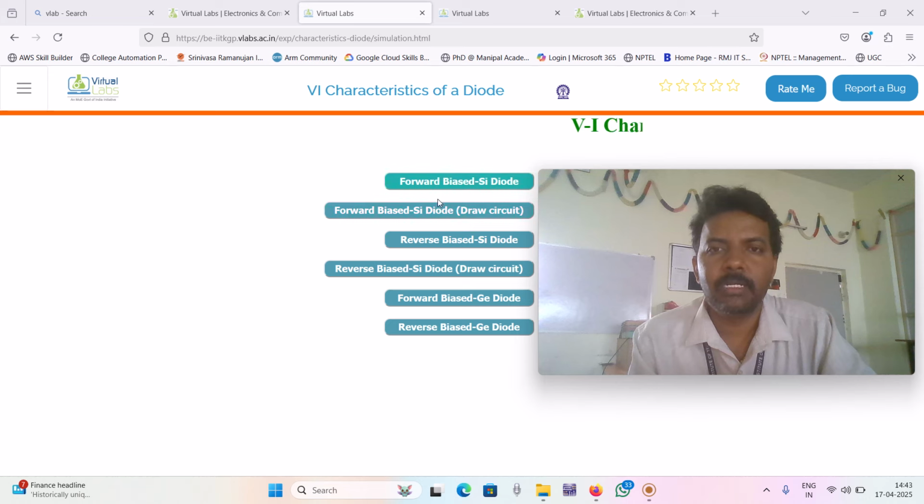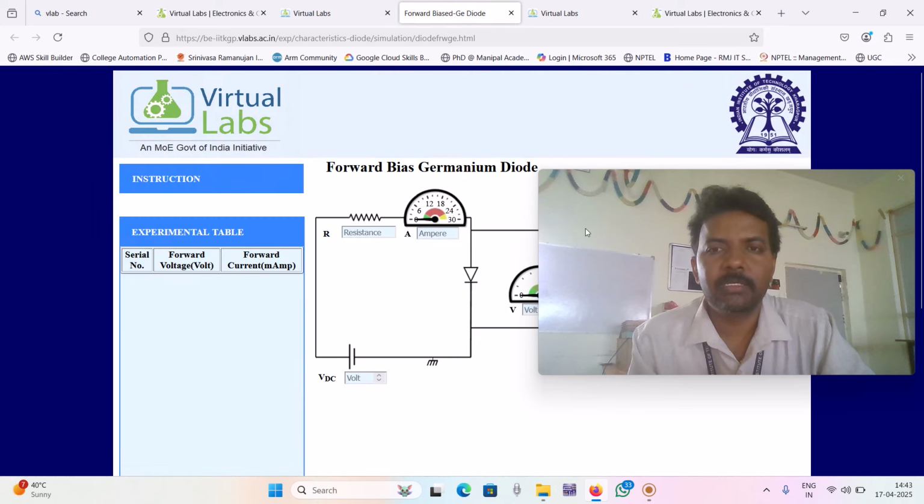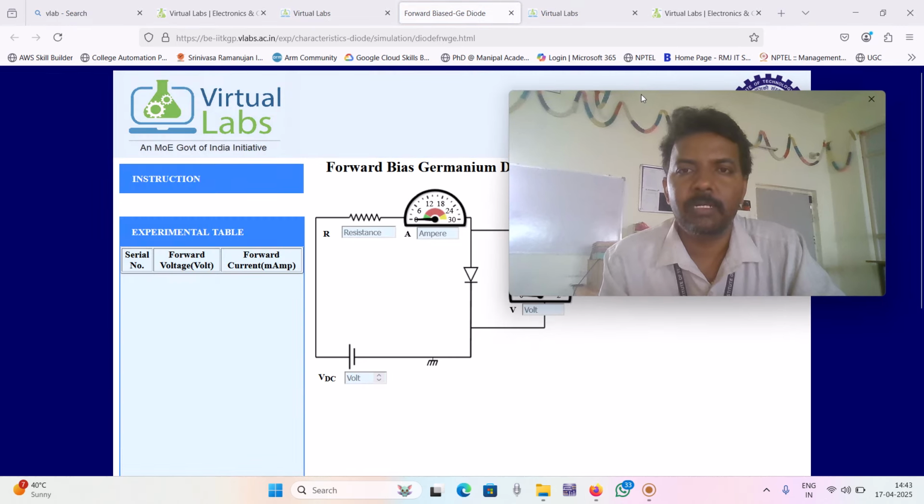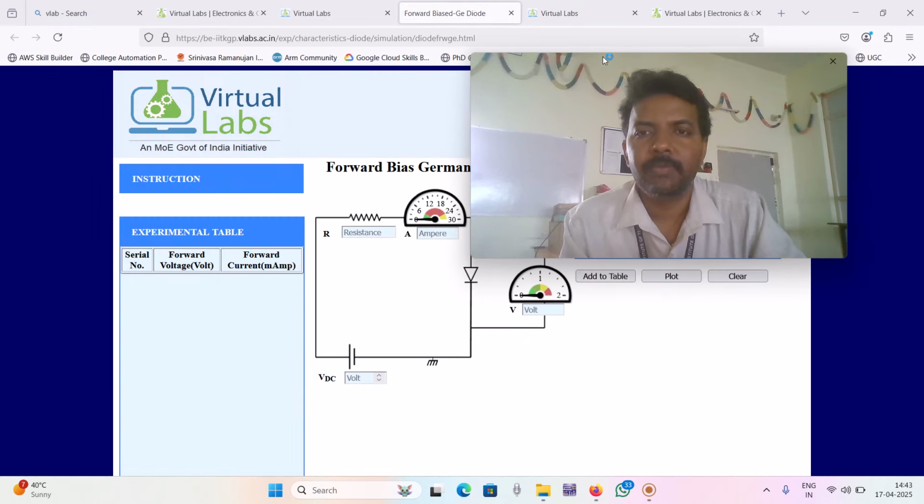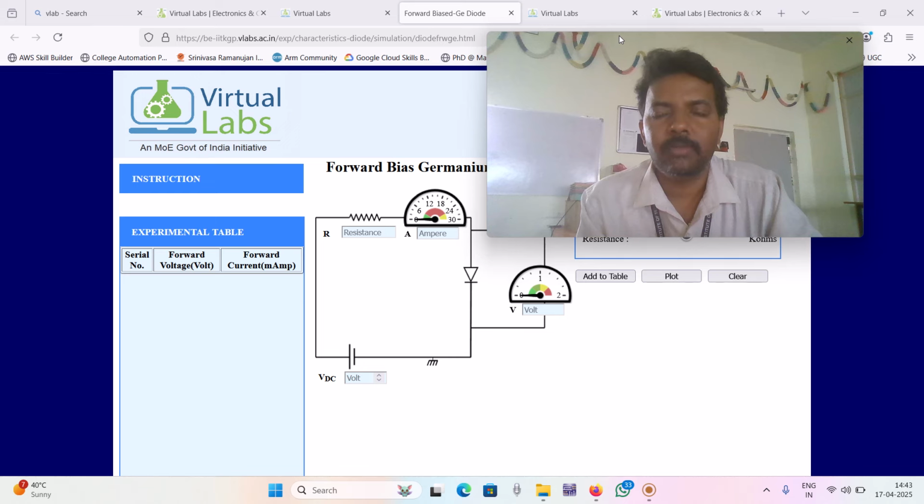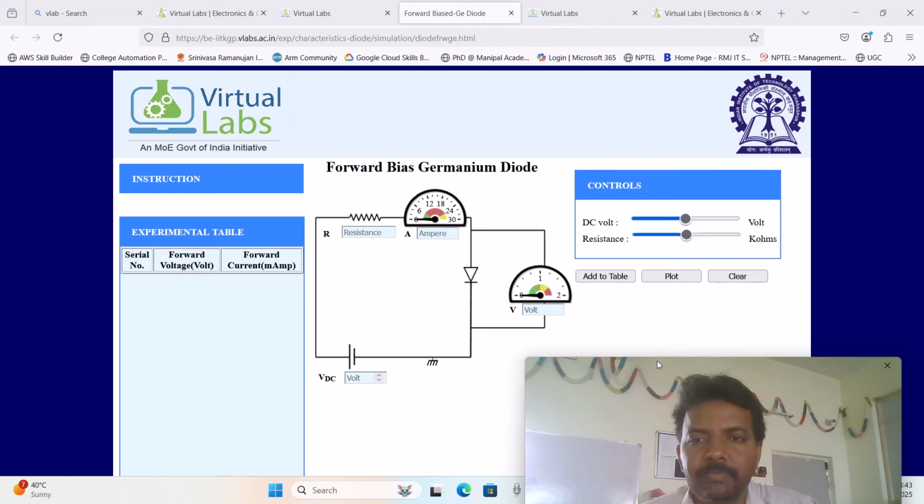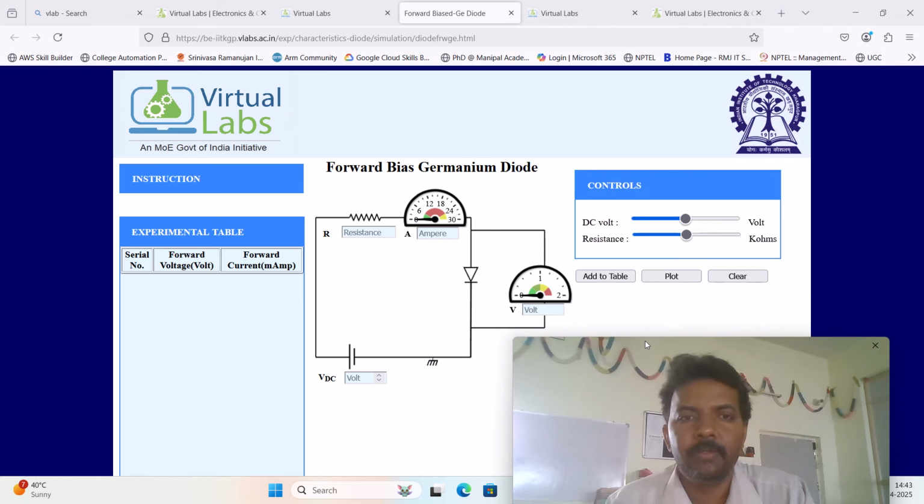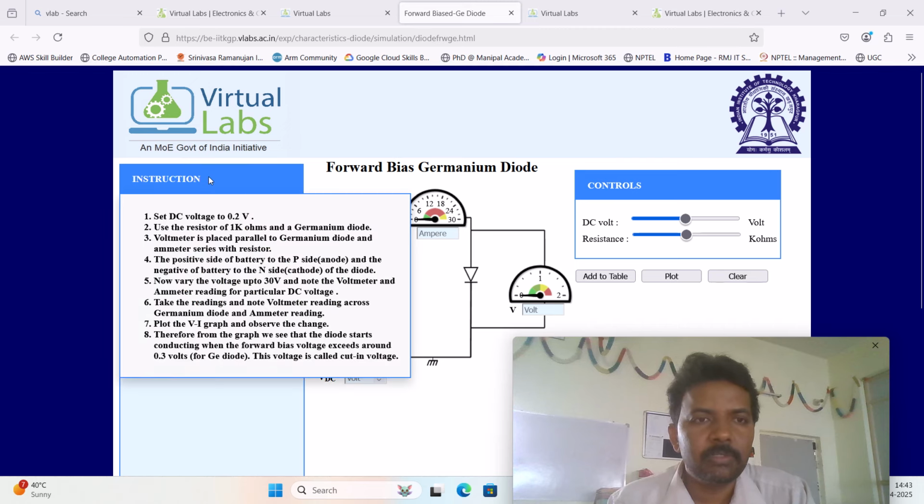So the silicon diode experiments were completed in the physical lab. So better we can move on to this forward bias germanium diode. We know that the cut-in voltage for the silicon diode is 0.7 volts and for the germanium diode is 0.3. Okay. Now we can verify that one. You can move on to the instructions using the mouse.